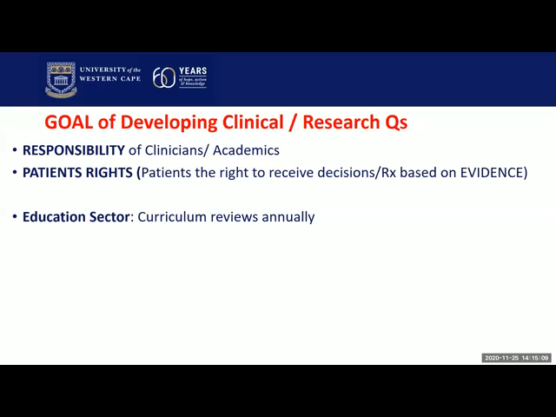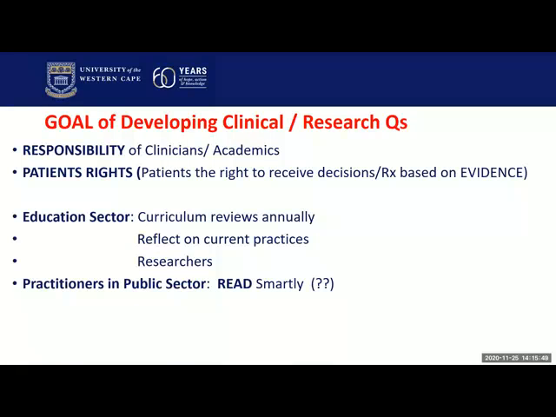And if you're an academic and based in the education sector where I am, curriculum reviews annually are very important. So we need to include evidence when we do that as well. We also need to reflect on our current practices, but also on our current teachings. Are we using evidence-based teachings when we teach across the disciplines? Also, most importantly, when you're in the education sector, we are researchers. We hope everybody is a researcher in the academic space, because that is what improves our positions in the academic space. So we are researchers, and that's the goal for research.